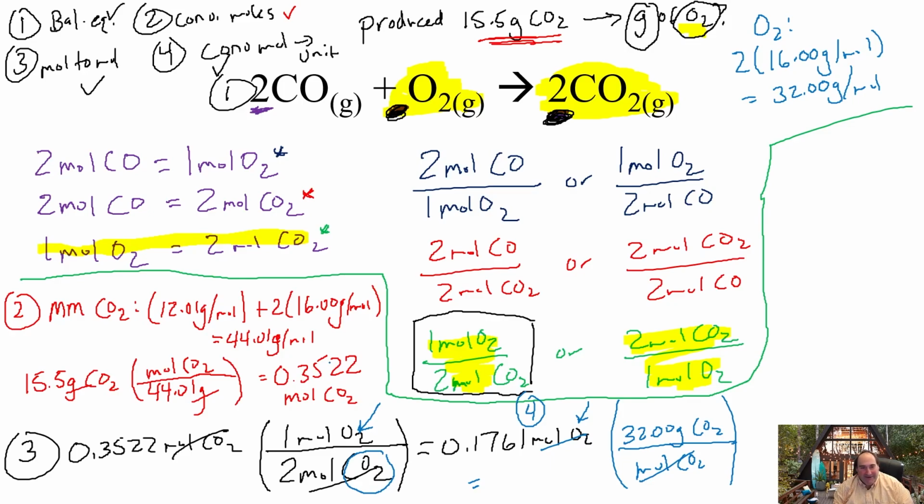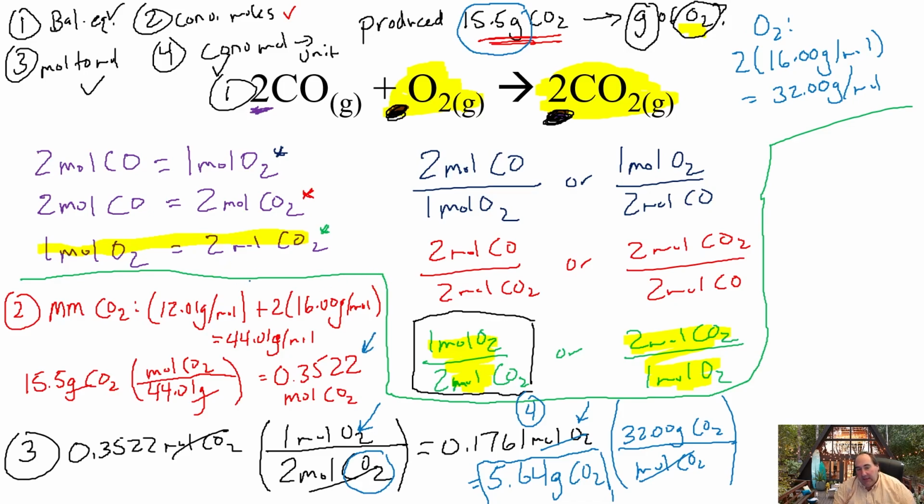That's going to give us 5.64 grams of CO2. Now, in terms of significant figures, really the only number in this problem was this one, which was 3 significant figures, and that's really where we should end up.